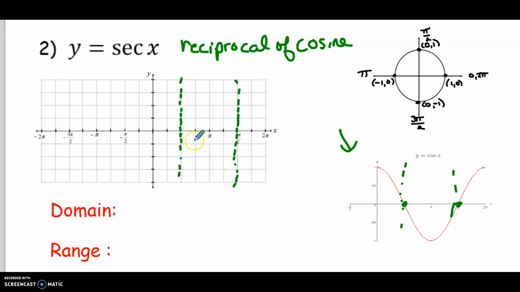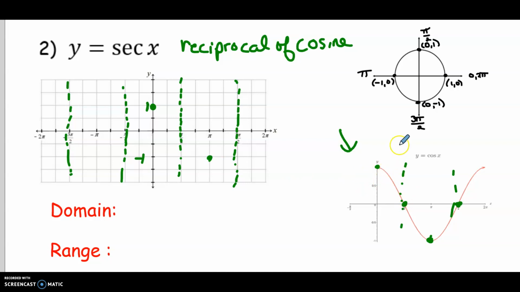All right, following suit, I see that it's going to be pi units over. So I know the next one's going to occur here, and the next one going this way here. Now I want to think about those 1 values and those -1 values. Here at 0, the cosine of 0 is 1. If I flip that, it's going to stay 1. So secant of 0 is going to be 1. And then at secant of pi, it's going to stay -1.